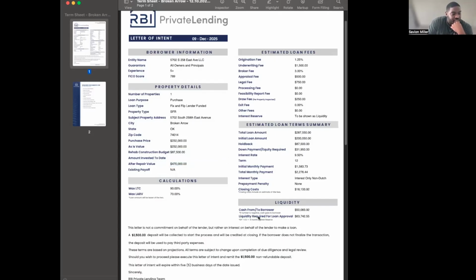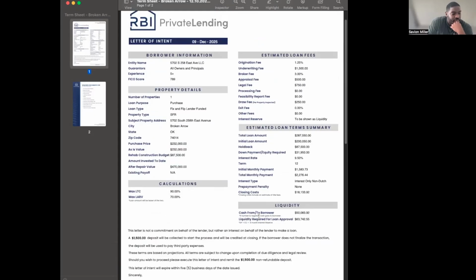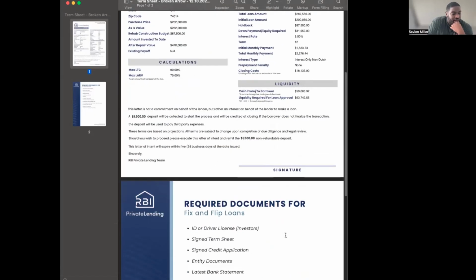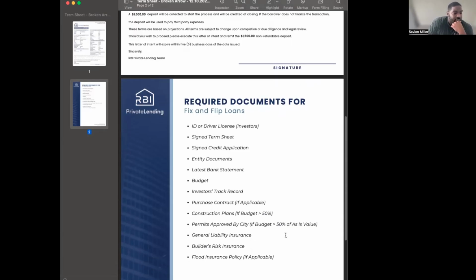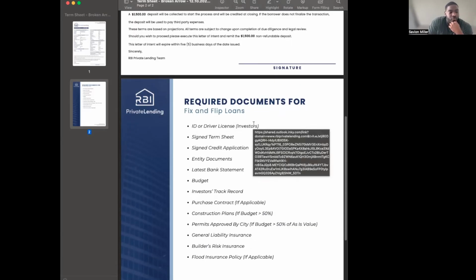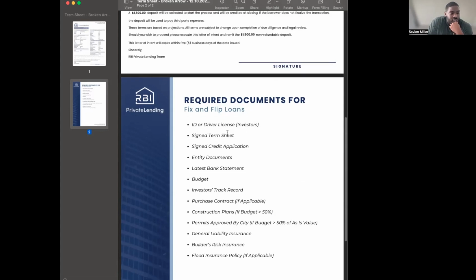So this is the first term sheet, okay? Now we can go down a step further about what's required. So let's go ahead and go into this. You need an ID or driver's license. If they're a foreign national, because a lot of private lenders work with foreign nationals, they'll need a passport. And then signature: here's the term sheet, so they need to sign it.